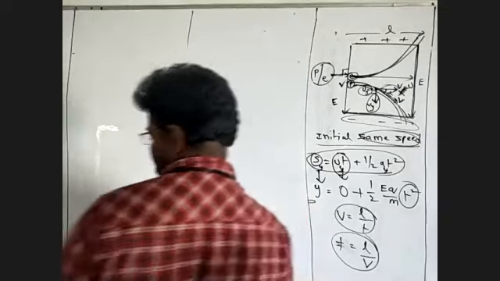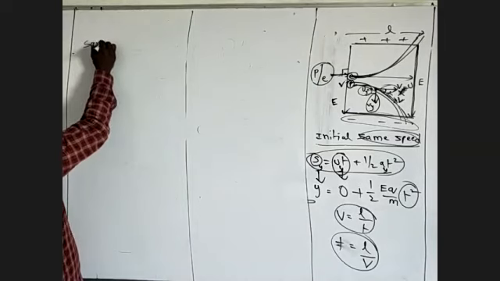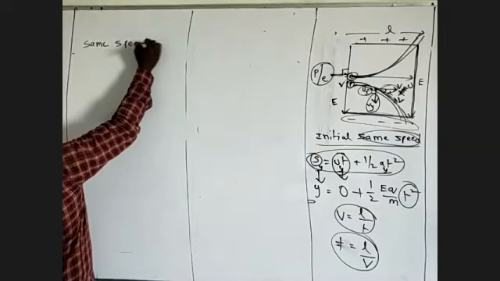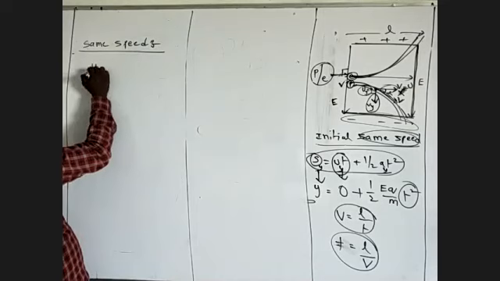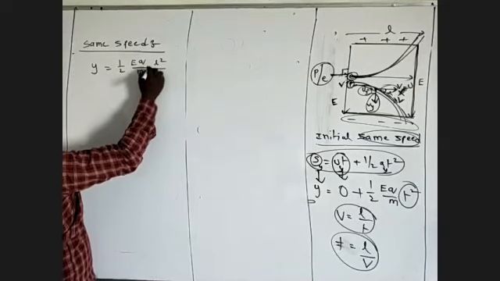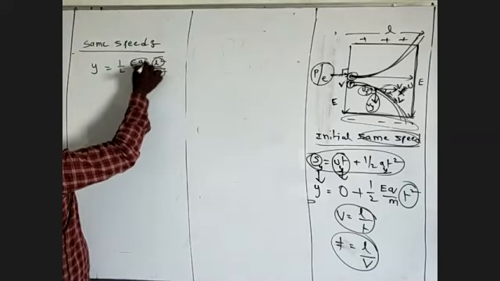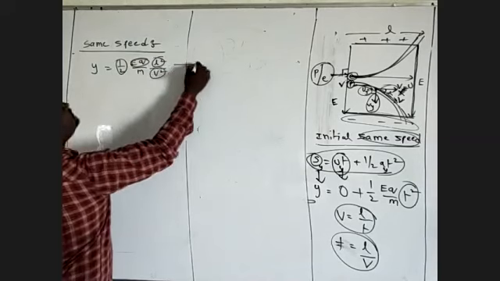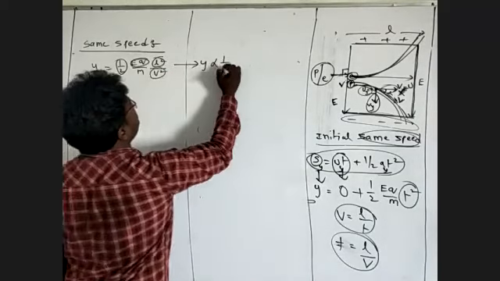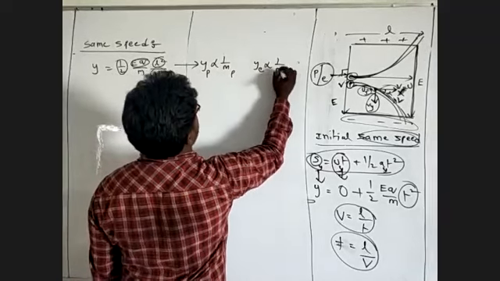Now, conclusion. Same speed means same speed. Once again I am explaining same speed. So y is equal to 1 by 2 eE m by l square v square. Same speed means all are constant. So same speed means y is directly proportional to m, for proton and electron.